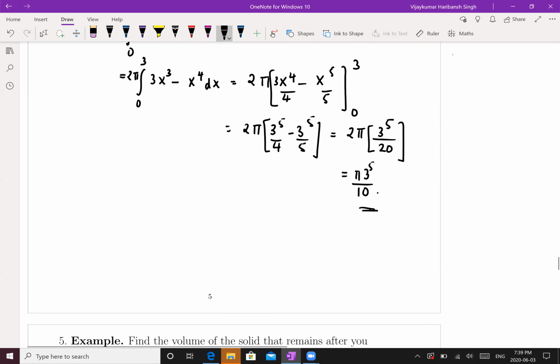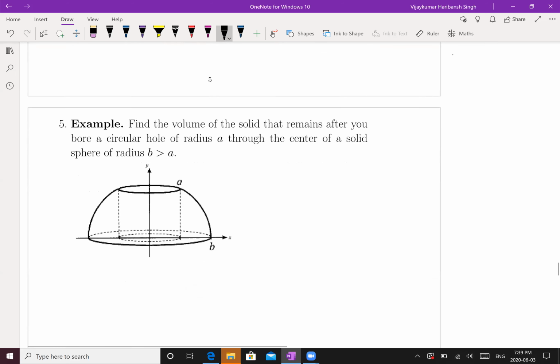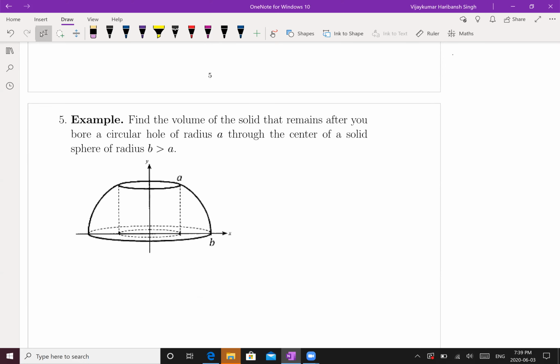Now let's move on to the next problem. Again, the same way. So find the volume of the solid obtained when you bore a circular hole of radius A through the center of the solid sphere of radius B greater than A. So you basically can think about, you have a sphere like that. And then you have a hole through the center of the solid sphere and you are basically cutting it off. So let's restrict ourselves to the upper hemisphere.